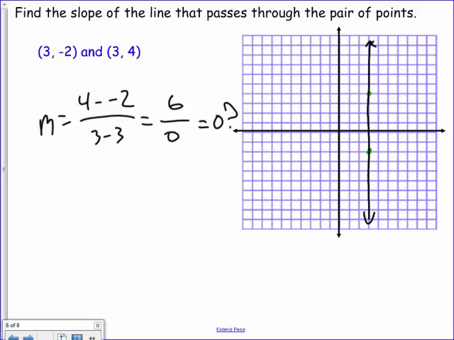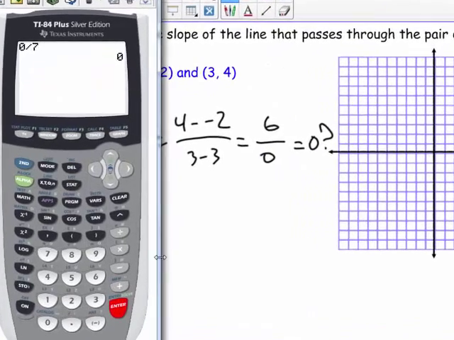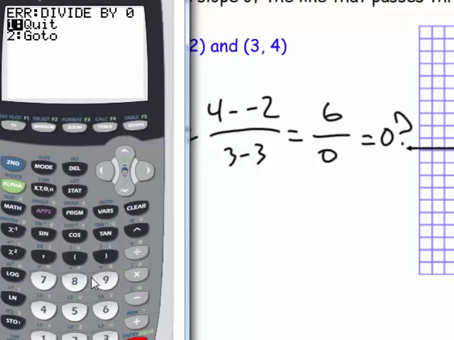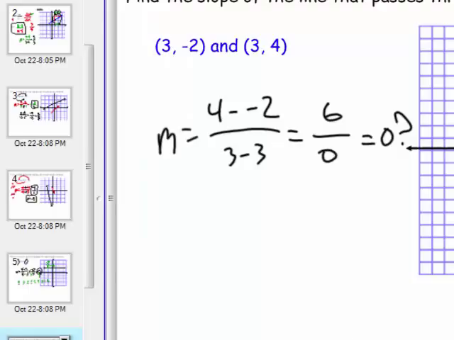Let's check. The easiest way to check is to grab your calculator and actually type in 6 divided by 0. 6 divided by 0. Whoa, I got an error. Divide by 0 error. It does not work. Why doesn't it work? Well, let's think, what does division mean? It's saying take 6 and break it into 0 equal parts that add up to 6. Can I break something into 0 equal parts? No. So this doesn't have a slope.